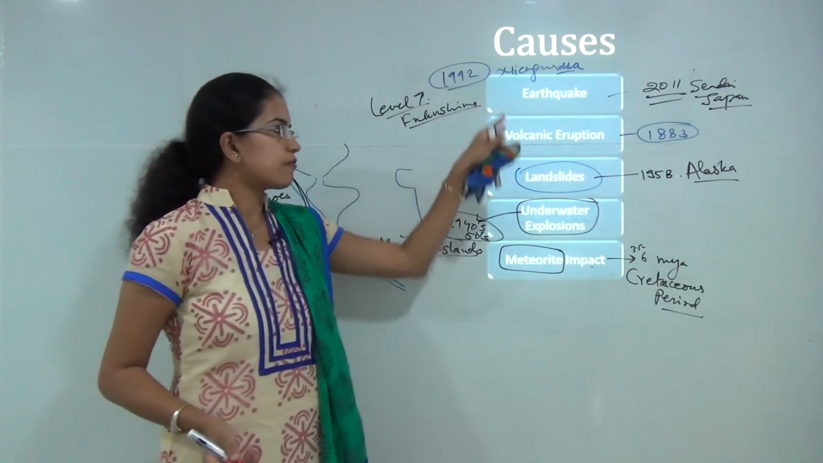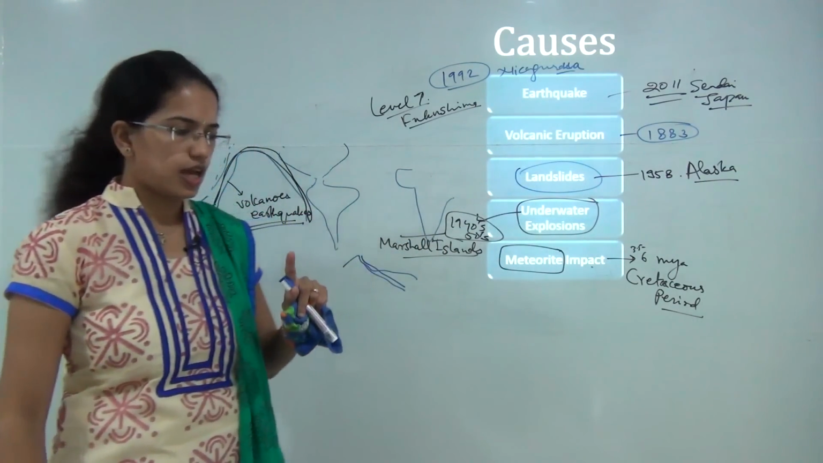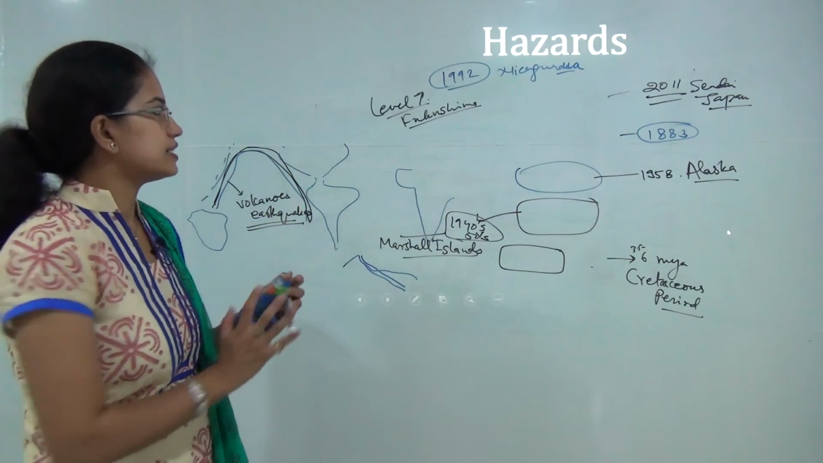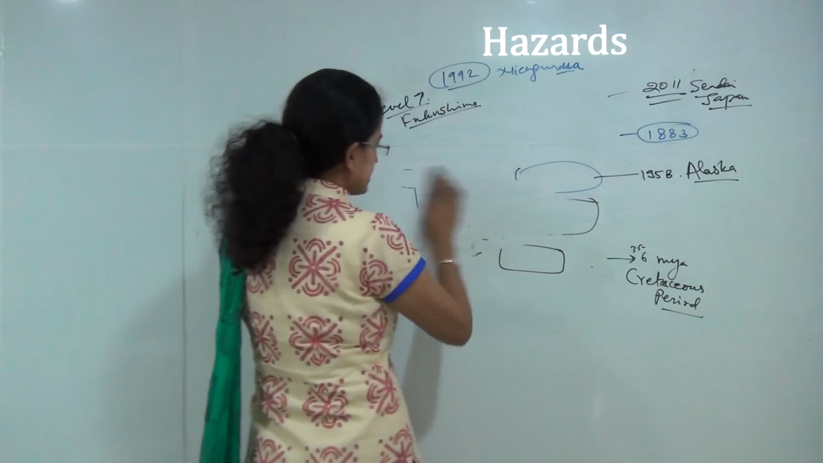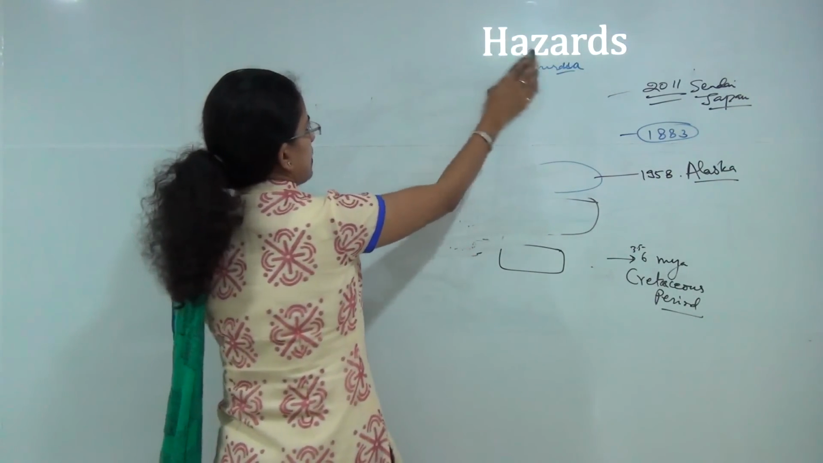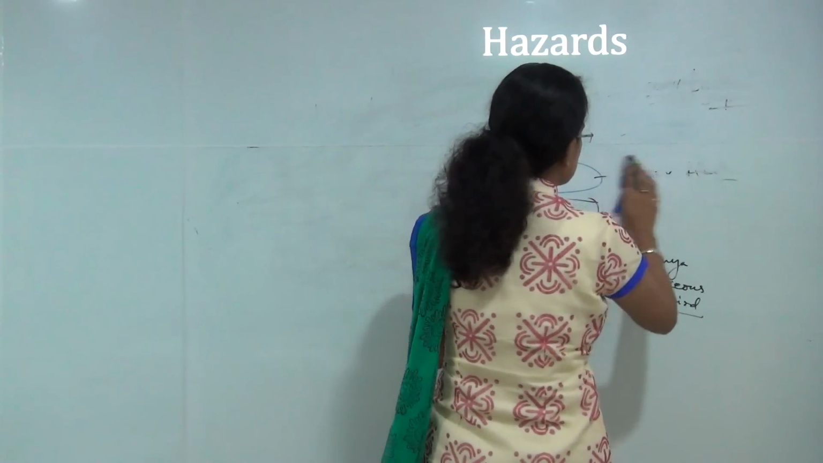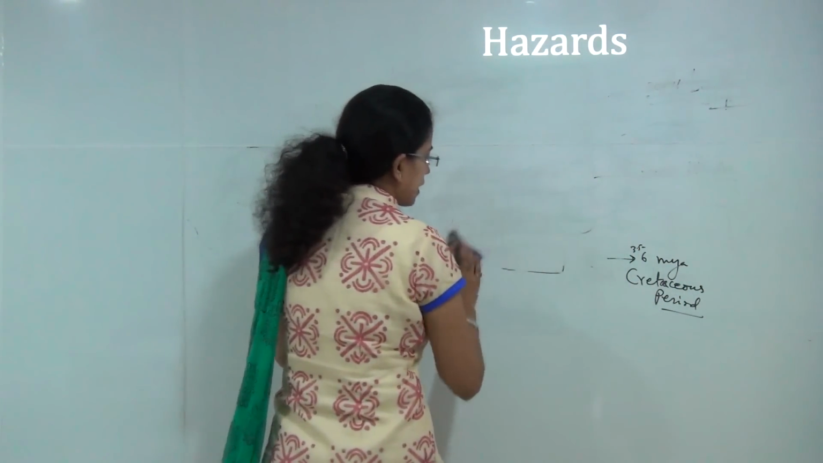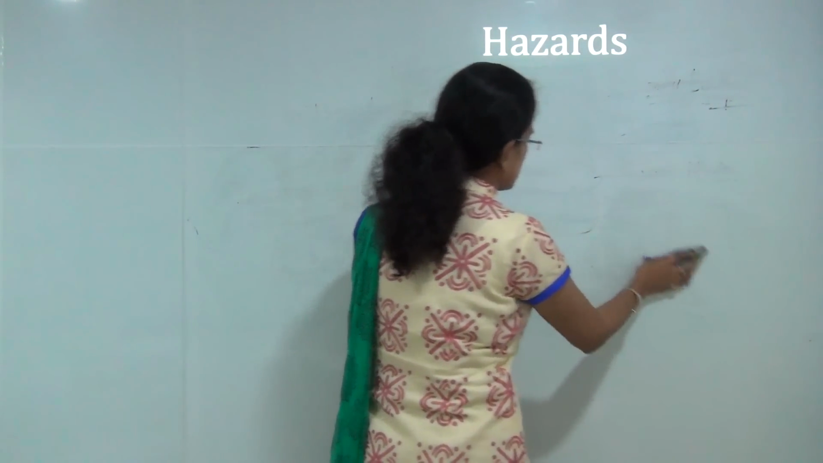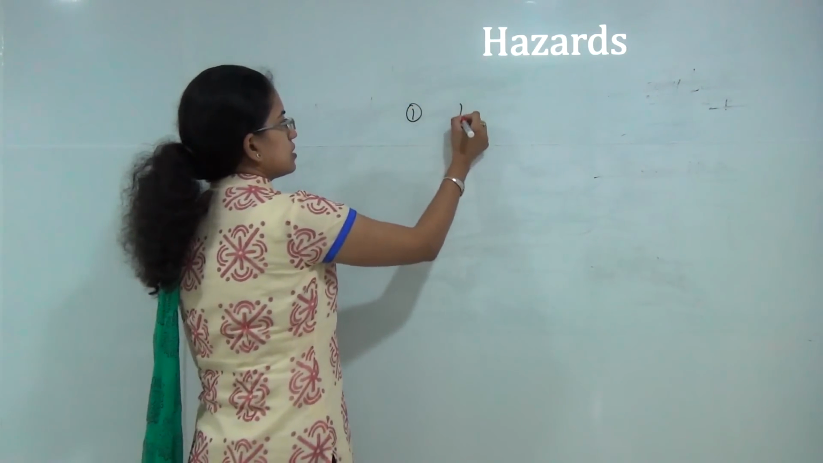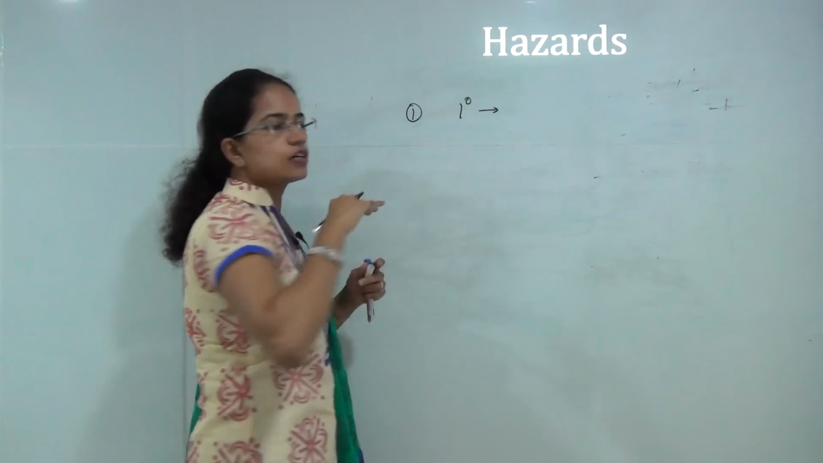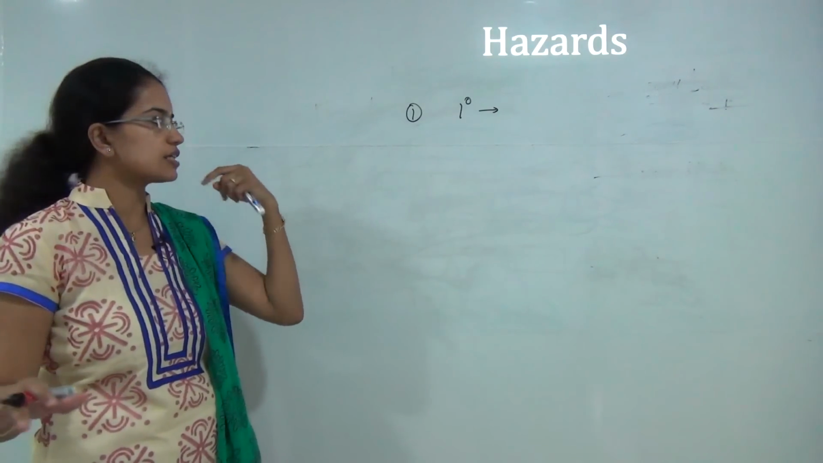So there are 5 basic causes that lead to tsunami. Now next is hazards. When I talk about hazards, we can classify hazards into 3 types: the primary hazards, secondary hazards and tertiary hazards. Primary hazards are the immediate hazards that cause most of the destruction. So first is the primary hazard that affects the coastline and causes severe destruction.